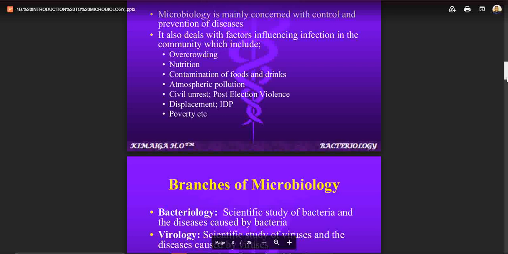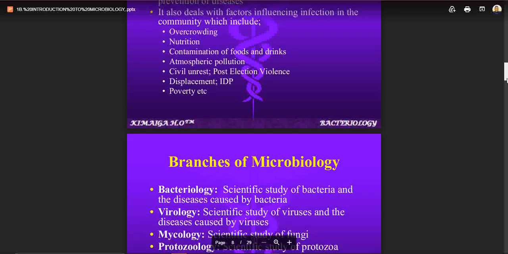Undernutrition results in nutrition deficiency diseases like kwashiorkor, marasmus, etc. Overnutrition also comes in with lifestyle diseases like diabetes, so you should take care of those. Then contamination of foods and drinks, that's another thing. Atmospheric pollution: people who live in areas which have several dam sites and several industries which emit unwanted gases like sulfur dioxide into the atmosphere are affected. Civil unrest, post-election violence, displacement and all that.